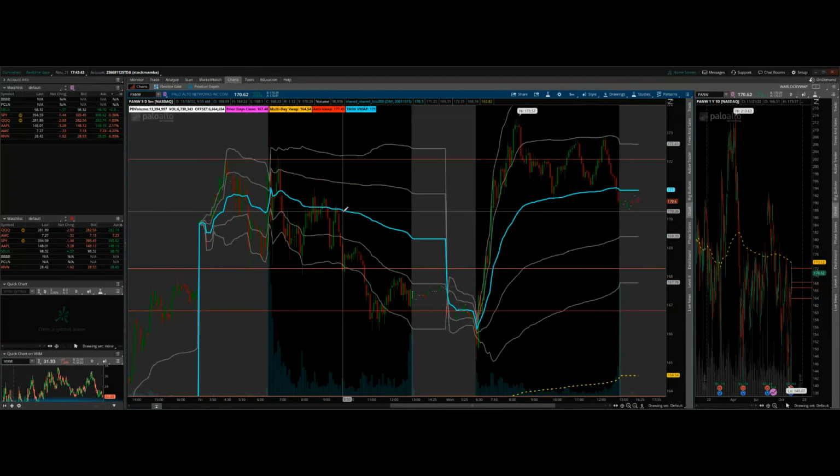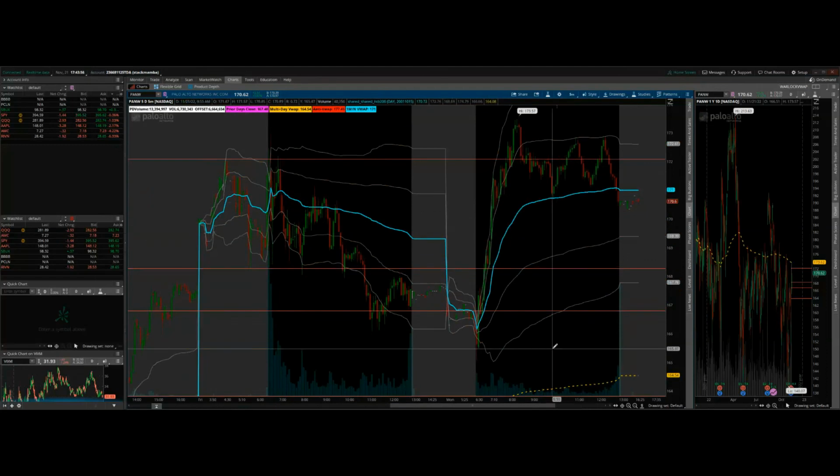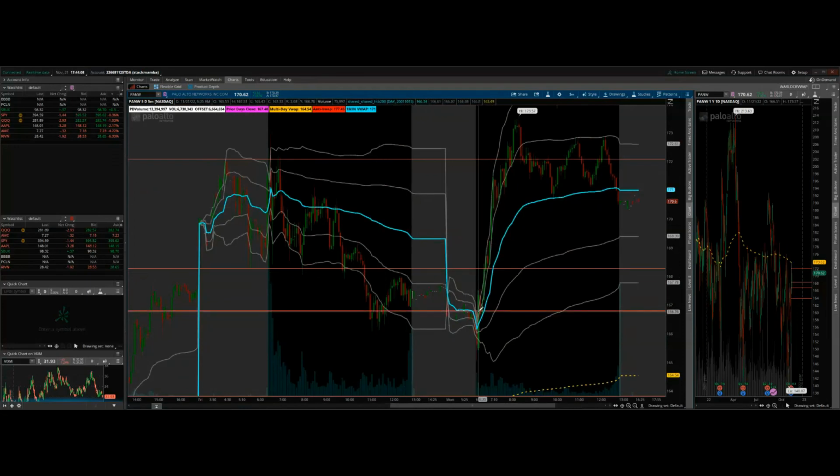The easier move, or you could have got in here and kind of just played it down, but it's super choppy, so you could get chopped up easy. If you don't have your keys set where you could just hit the button, be in and out that fast, and have your stop set, that's why the Webull would be super, super beneficial here today.